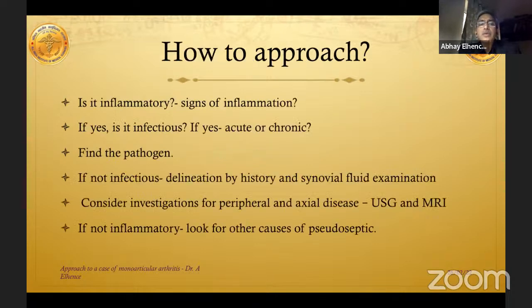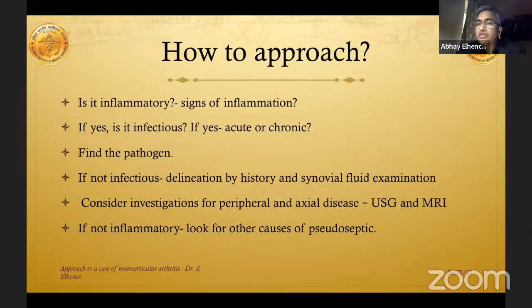So the first thing we need to ask is, is this an inflammatory condition? Are there signs of inflammation? If yes, then the next question we need to ask ourselves is, is it infective or is it septic? If yes, then whether it is acute, less than 6 weeks old, or chronic, which is more than 6 weeks old. If yes, then find the pathogen. If it is not infective, then we need to go back to the history, possibly do an aspiration, do a synovial fluid examination, and understand what we're looking at.